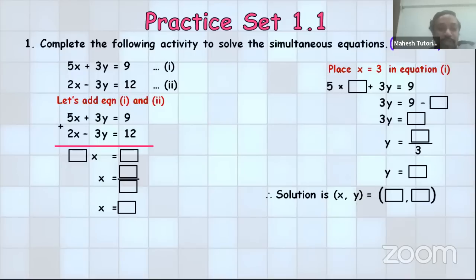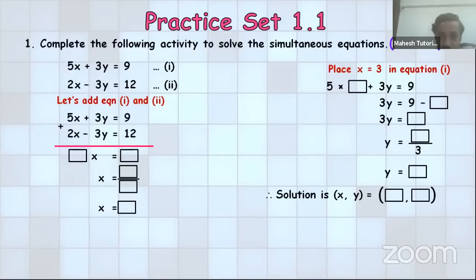Okay? So in this sum they have given us two equations. Everyone, read the first equation. 5x plus 3y is equal to 9. And which are the two alphabets in this equation? x and y. Read the second equation. 2x minus 3y is equal to 12. Now students, tell me which are the two alphabets in this equation? x and y. Perfect. Now what the question says is, we are supposed to solve the equations. Means we have to solve the equations and bring the answer for x and y.